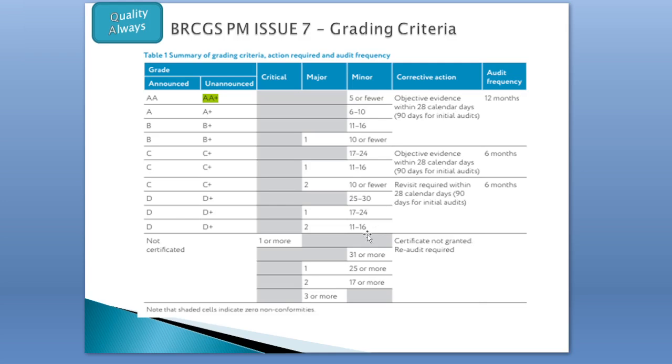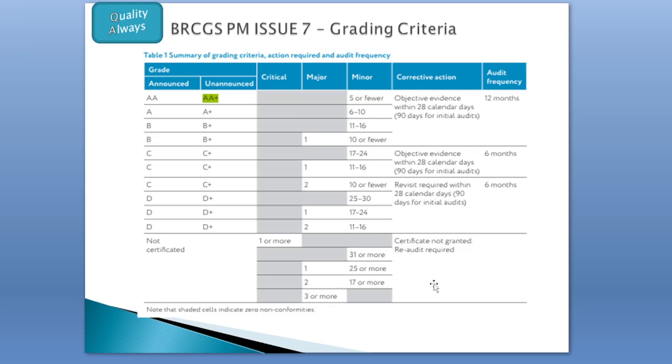The cases where no certification will be given: if there is one critical NC, then the certificate will not be given to the organization. Or if the minor NCs are above 31, then also there will not be any certification given to the organization. If there is one major NC and minor NCs are above 25, or if there are two major NCs and minor NCs are above 17, then also the site will not be certificated for the BRCGS packaging material issue 7. If there are three major NCs, then also there will not be any certification.